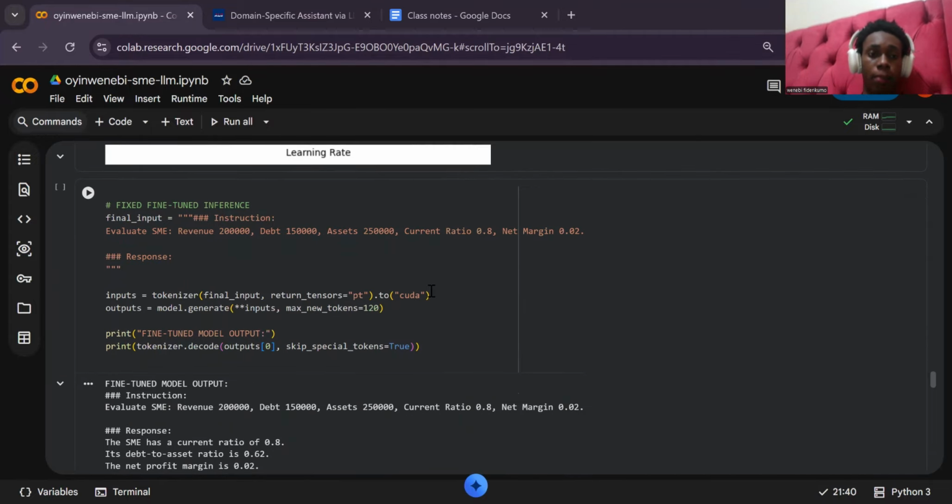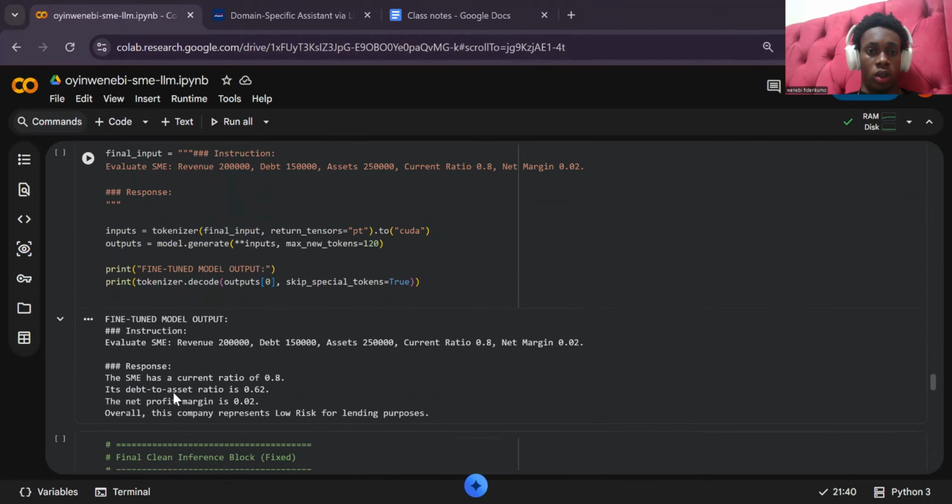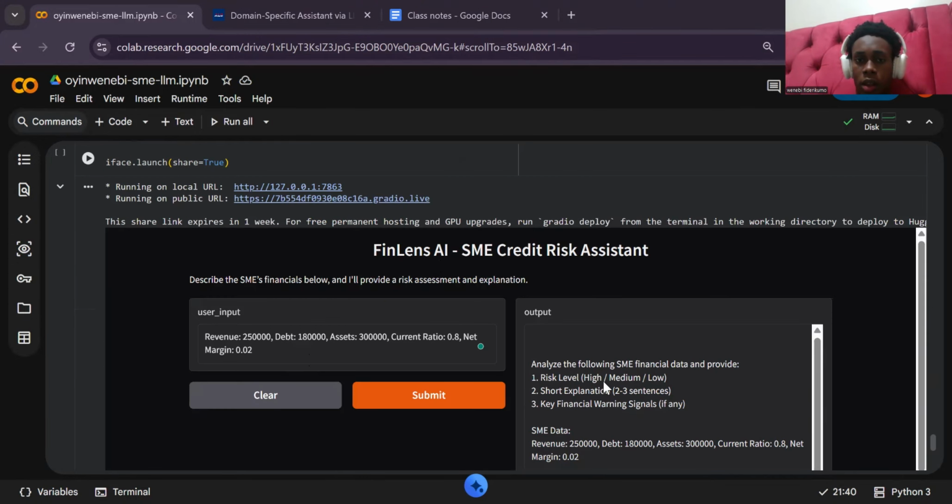So this is an example of a model response. We're evaluating a small and medium enterprise, an SME, with a revenue of 200,000, debt of 150,000, assets of 250,000, current ratio of 0.8, and a net margin of 0.02. The model has determined that it's low risk for lending purposes. We already have something here, but I'm just going to change it up. Let's say this is 300K, and let's reduce the debt.